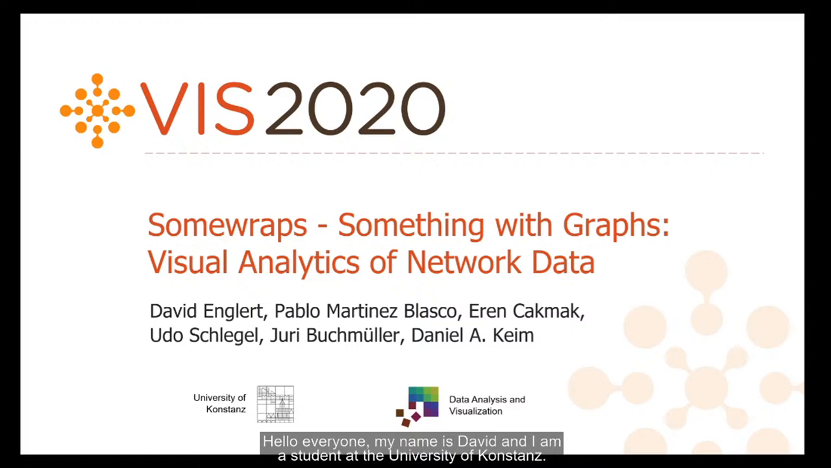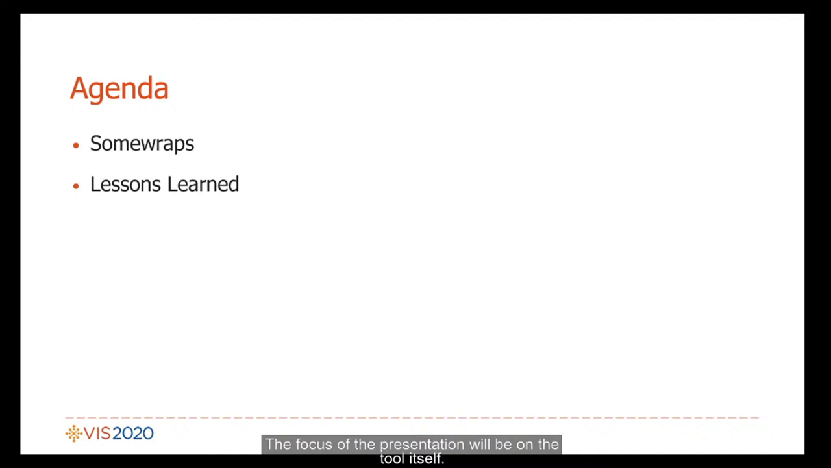My name is David, and I'm a student at the University of Konstanz. Today, I'm representing my team, and I'm going to present the main parts of the tool we built to solve this year's VAST Mini Challenge 1, which deals with network data. Our title is Somewraps, Something with Graphs, Visual Analytics of Network Data. The focus of the presentation will be on the tool itself.